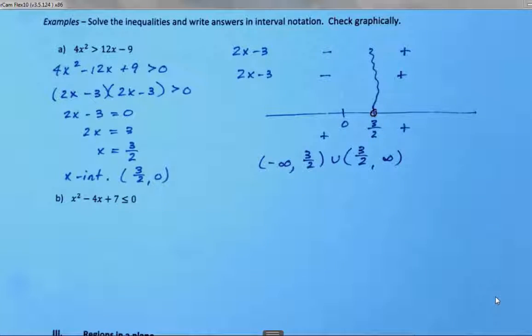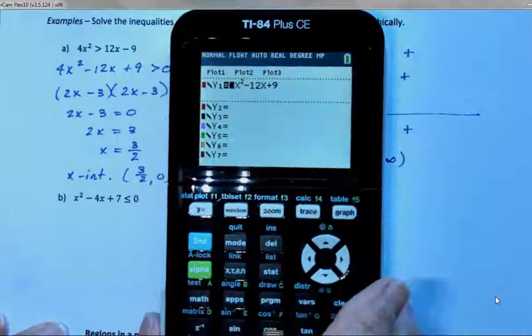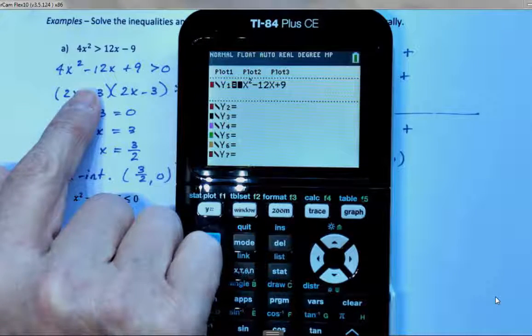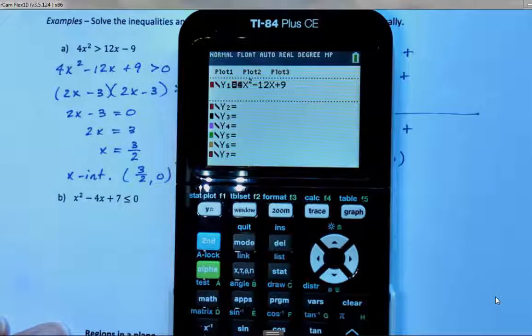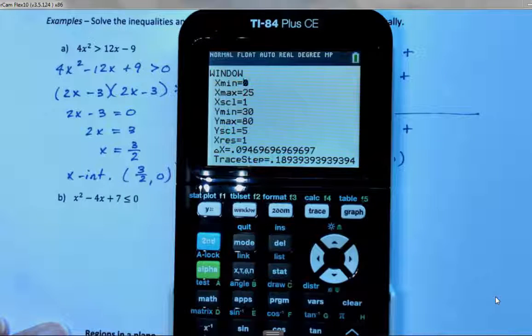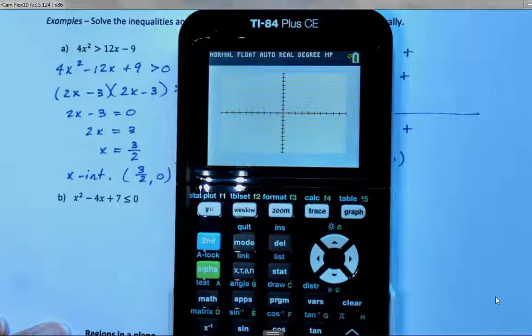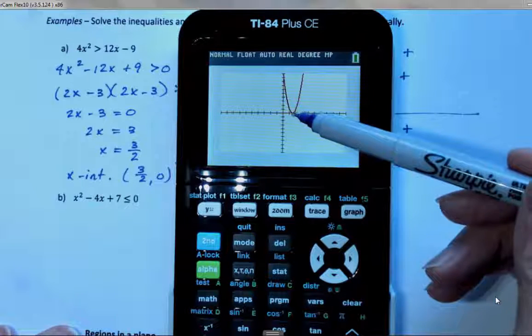And now we're going to check this graphically. So I have the simplified version of 4x squared minus 12x plus 9 into my y equals. I'm going to make sure that my window is a standard viewing window, so I'm going to go to my zoom and push number 6. Here's my standard viewing window. And then you can see that it graphs, and it comes down right about 1.5.